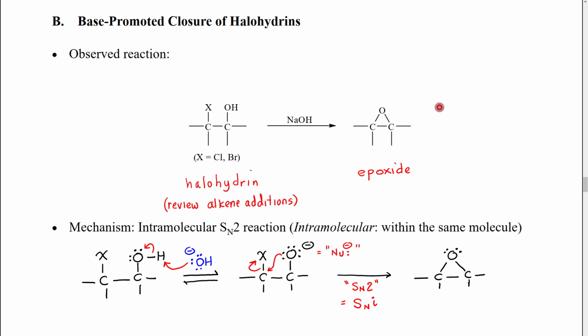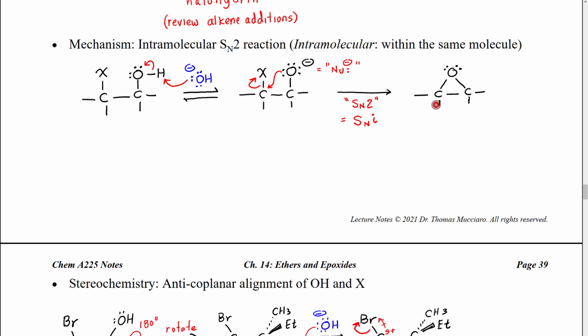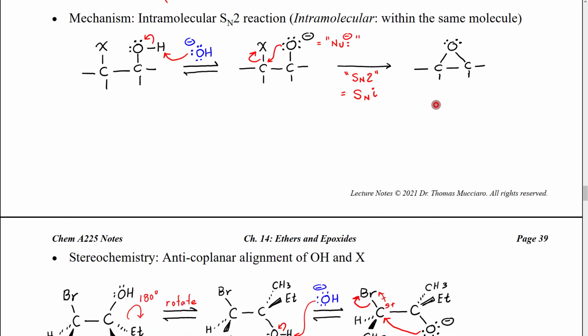To understand this, we need to look at the mechanism. The mechanism is what we call an intramolecular SN2 reaction. Intramolecular means a reaction that normally occurs between two different molecules, but in this case is occurring between two parts of the same molecule.